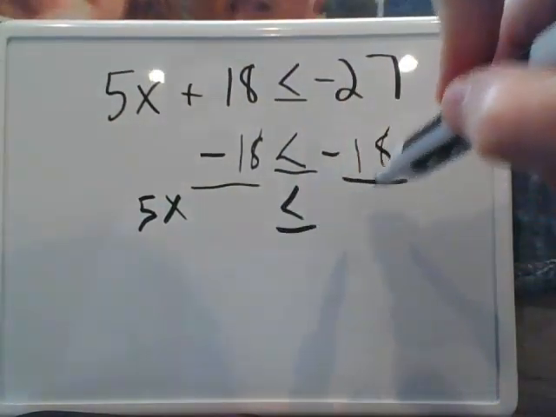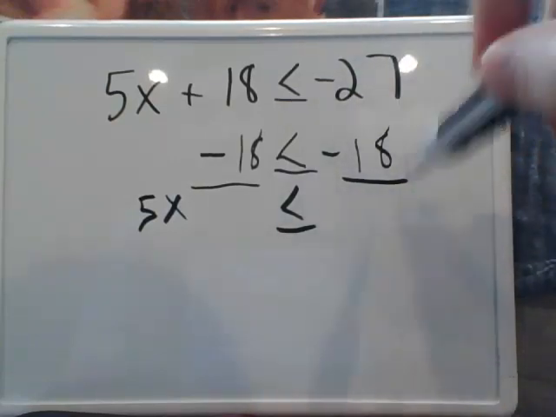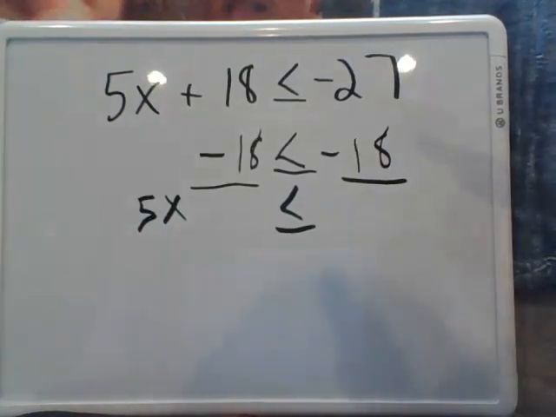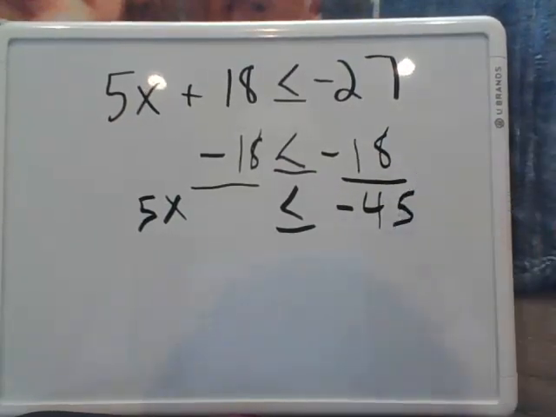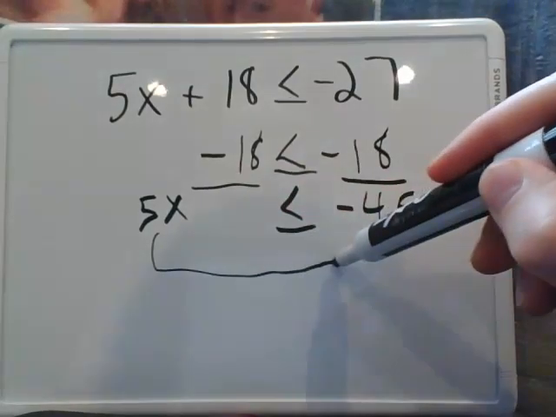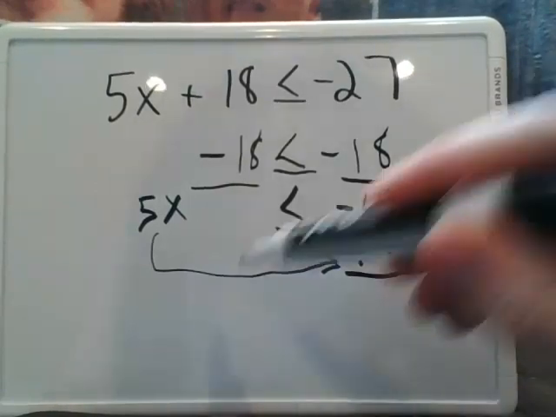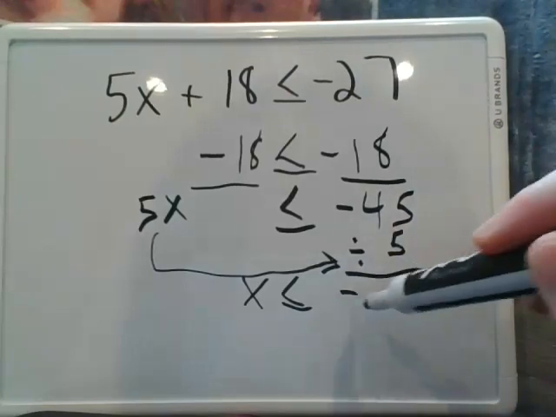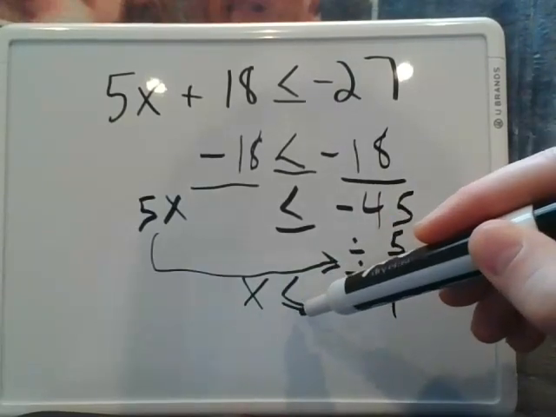Then nothing happened to 5x less than or equal to, and be careful here, negative 27 minus 18. So if you have a calculator, you can always use it, or you can pull one up on the internet or on your computer. Either way, you can use your phone, however you need to do it. So this is negative 45. Then I'm going to take the 5 here and divide it into negative 45. Also remember, this is going to be x less than or equal to. Negative divided by a positive will leave me the negative. 45 divided by 5 is 9. So x less than or equal to negative 9.